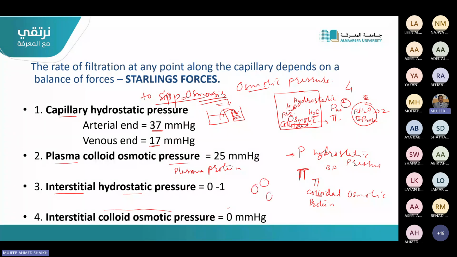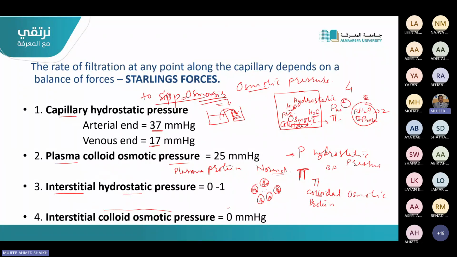Suppose these are the cells. Inside is protein. All cells will have protein inside, because we have just seen that. Are there any proteins in the interstitium? Please answer me. Are there any proteins in the interstitium in a normal condition? No. Why? Because it can't go outside. Yes, good. They cannot go out. So there will be no protein.